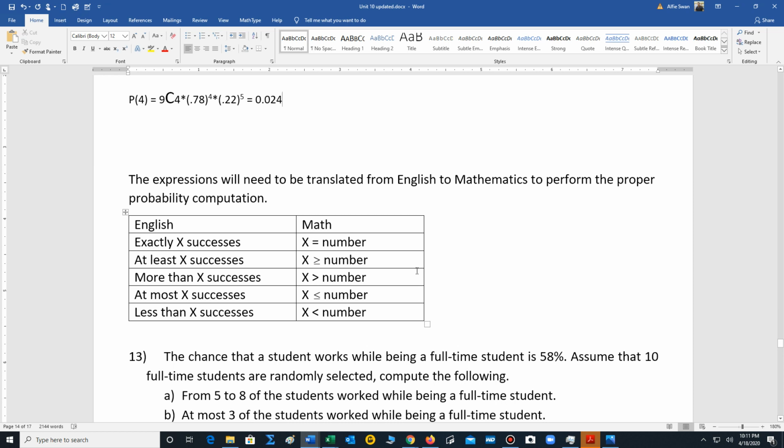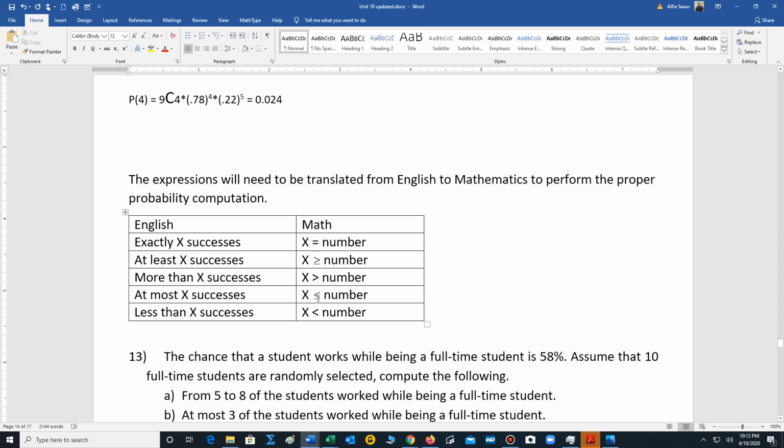So let's review that process. Whenever they ask us to compute exactly x successes, x is just equal to some number. But if they use different language, let's say at least x successes, that means x or more, so we add all the values from x up to n. If it says more than x successes, we don't include x, we just keep adding from the number after x all the way to n.